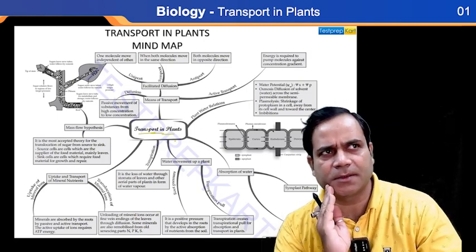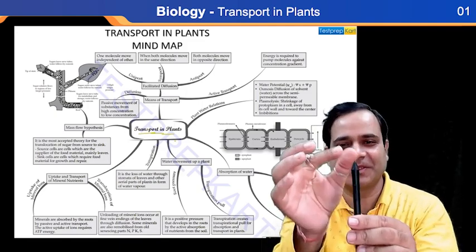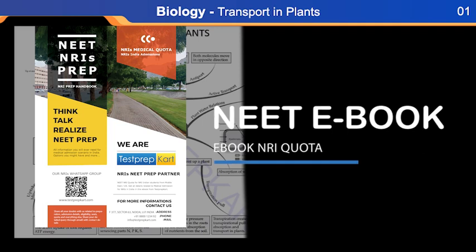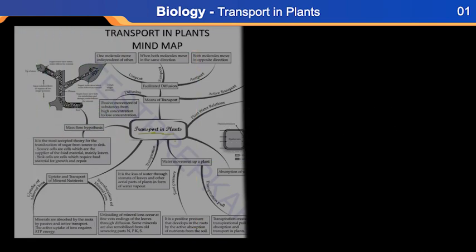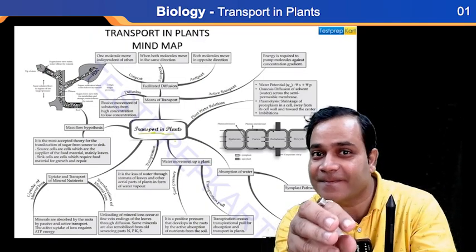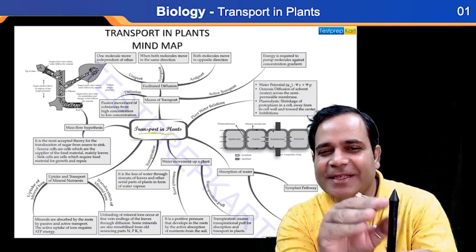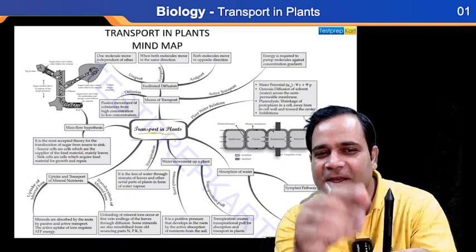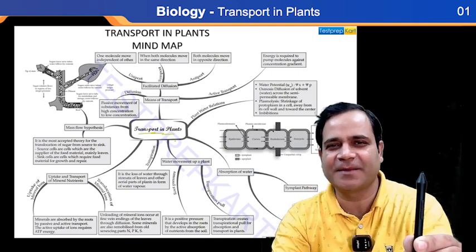But the plant is also long, but it doesn't need one. No, it doesn't need one, because suppose these are the cells, and one cell gives the energy to another cell with the help of plasmodesmata. You know the meaning of plasmodesmata? Yes, connecting of the cells within the cells. That is known as transport. So from one cell to another cell, or from outer to inner and inner to outer, simple diffusion will take place.